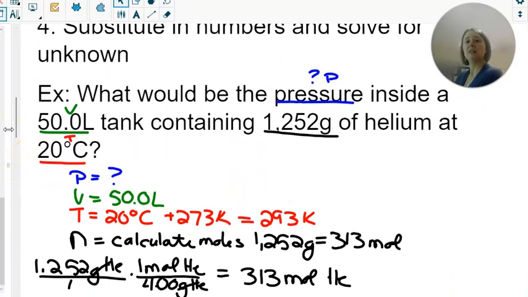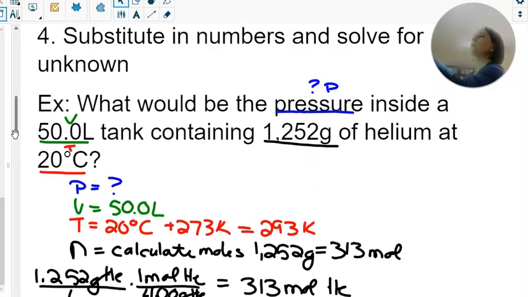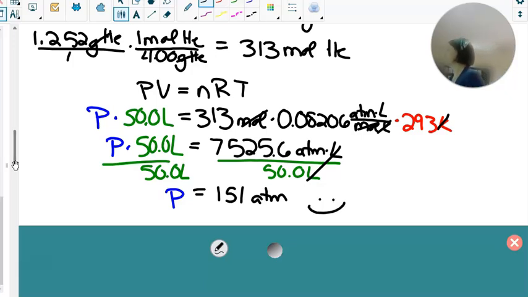What would the pressure be inside of a 50-liter tank containing 1,252 grams of helium at 20 degrees Celsius? So we know 1,252 grams is 313 moles, and we know if it's at 1 atmosphere, it would take up 22.4 liters. So if there were 50 liters at 1 atmosphere, it would take up about 50 liters. And then it's more than that, so it must be at a very high pressure. So is this at a very high pressure? It is. Very good. You got a reasonable answer.